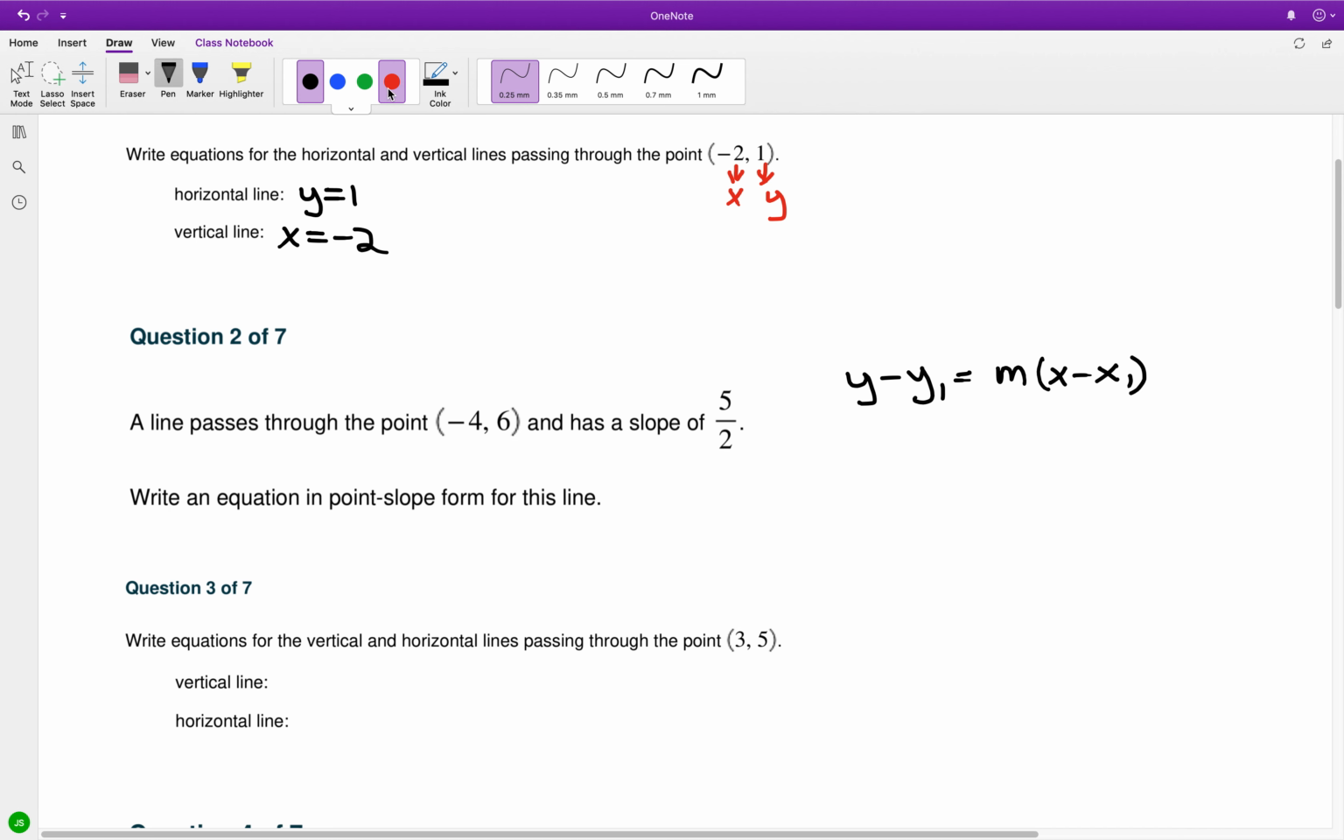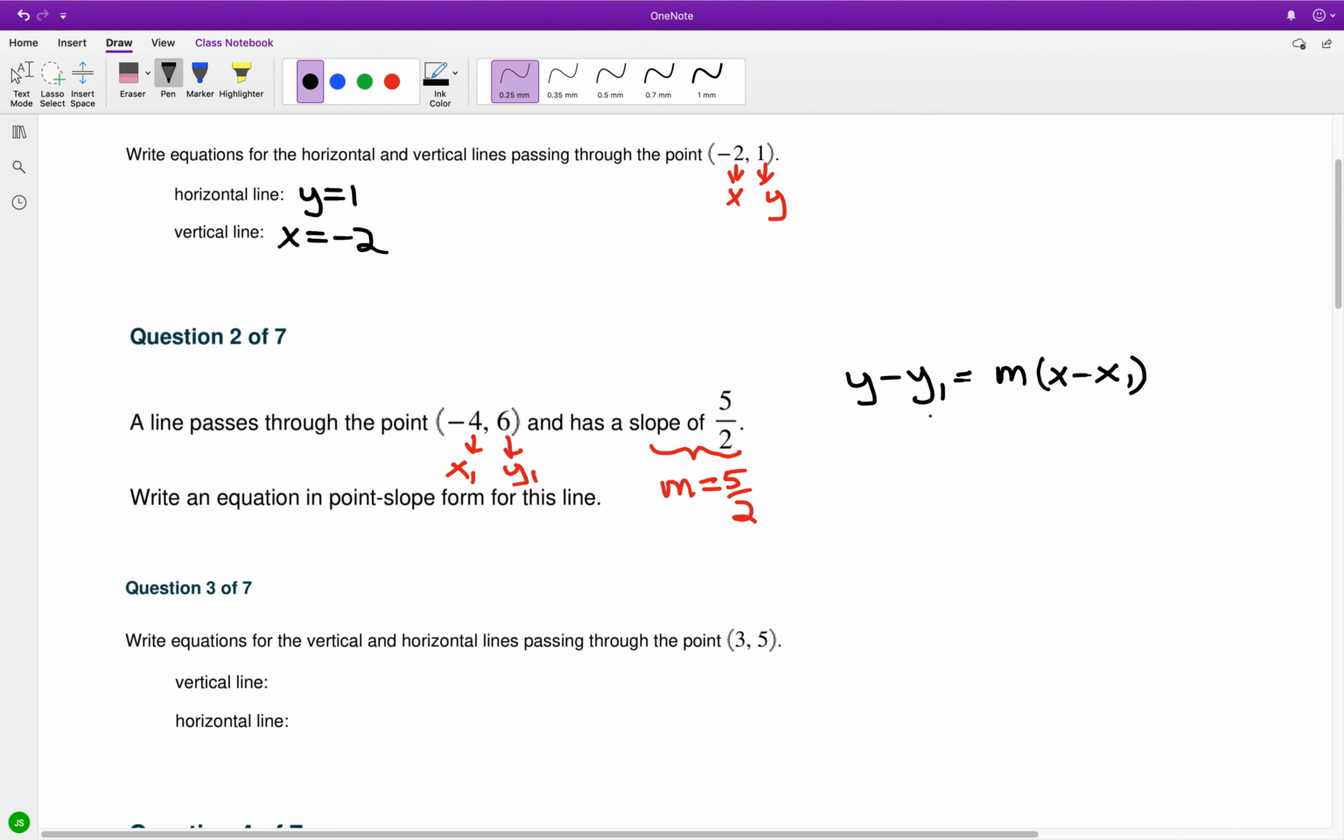Now we have the tools at hand. So you have a slope of 5/2, so slope m is equal to 5/2. For -4, 6, x1 will be represented by -4, and y1 is going to be represented by 6. So just substituting what we have here.